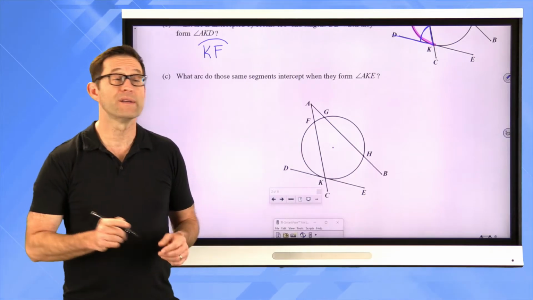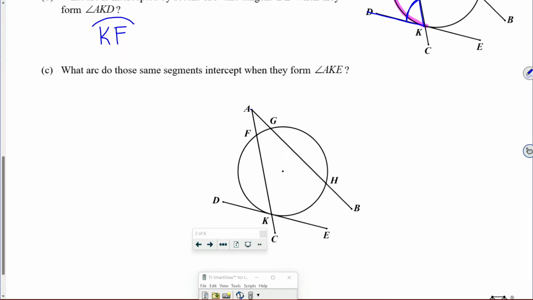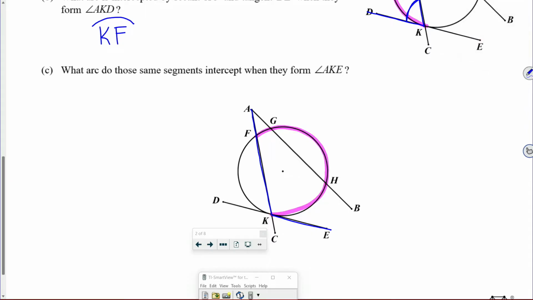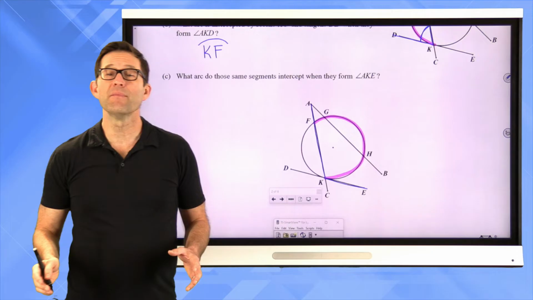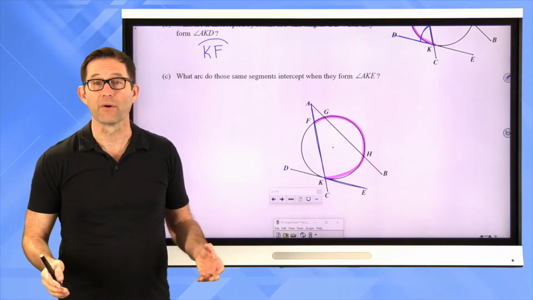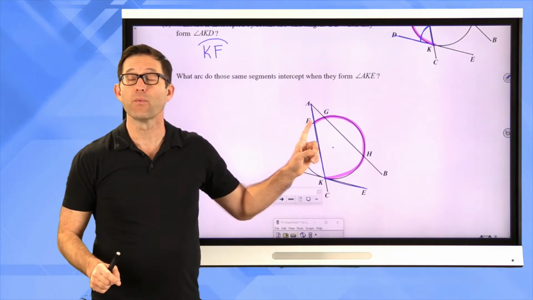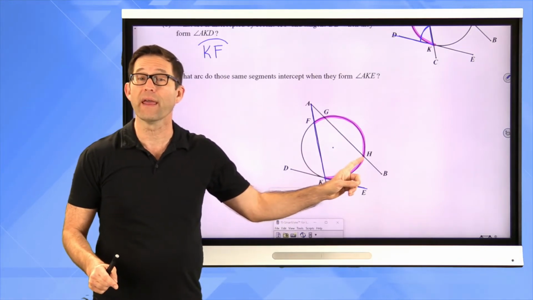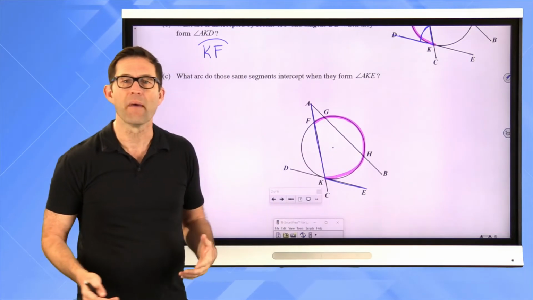Well, there's a lot of different ways of naming this arc, but first let's draw the angle. We've got angle AKE. This ends up being a major arc. It goes from that intersection point all the way down to there. And we've got to name this major arc with 3 letters. Now, it should begin and end with F and K, and we can either use point G or point H in between. It doesn't really matter which.